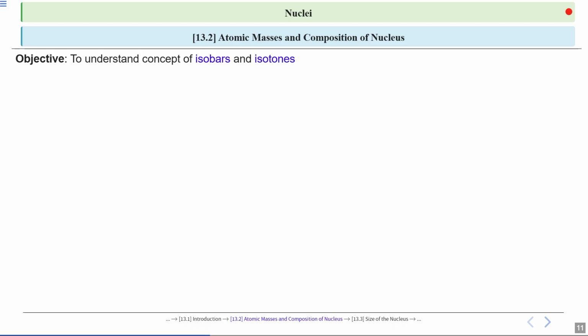Here our objective is to understand two important concepts in nuclear physics, isobars and isotones. These terms help us classify nuclei based on their number of protons, neutrons and total mass number.